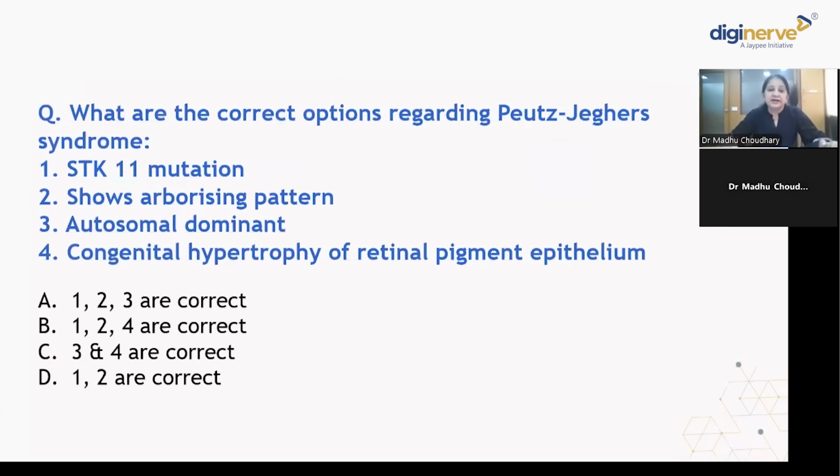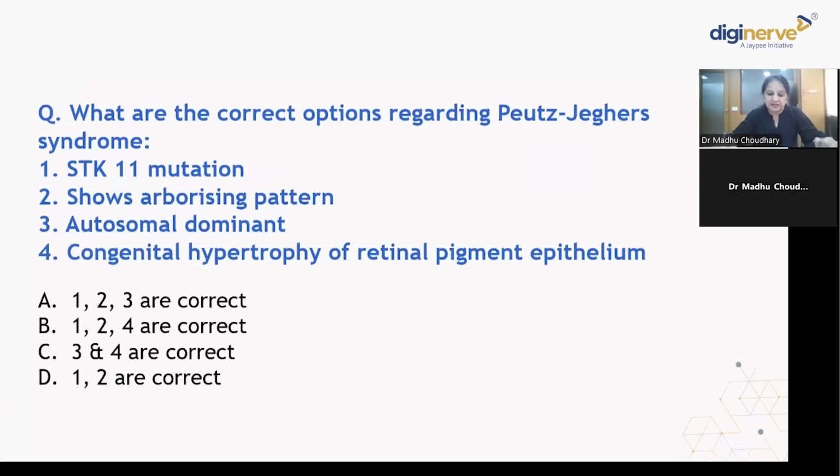Now, what are the correct options regarding Peutz-Jeghers syndrome? Peutz-Jeghers syndrome is a very favorite topic for your INI-CET examiner. एक question इसमें किसी ना किसी form में तो आता ही है, right? So, let's rule out the option. Let's see which all options are correct.